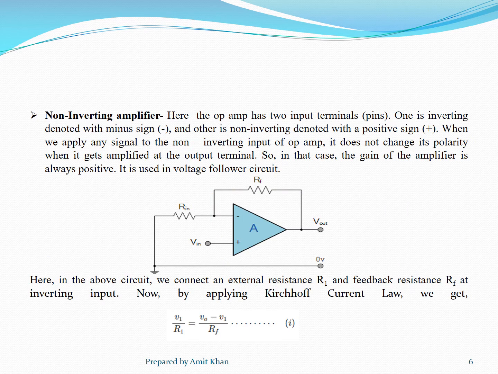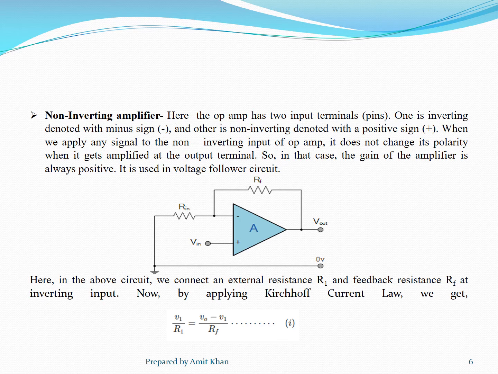Then comes the non-inverting amplifier. Here the op-amp has two input terminal pins. One is inverting and the other one is non-inverting. The inverting pin is denoted by the minus sign, and the non-inverting pin is denoted by the positive sign. So the circuit diagram is given. Here in the circuit we connect an external resistance R1 and feedback resistance Rf.